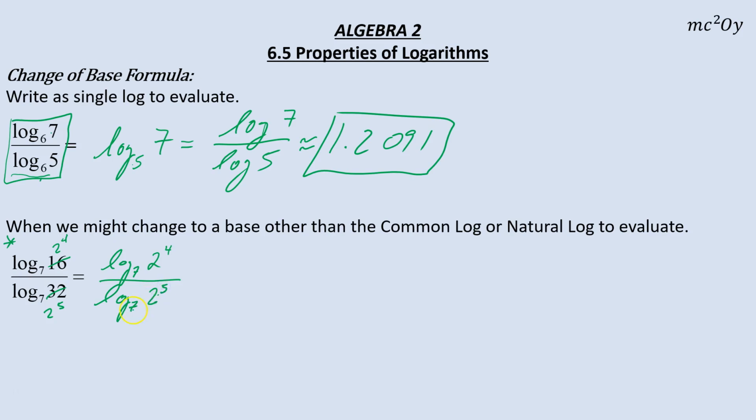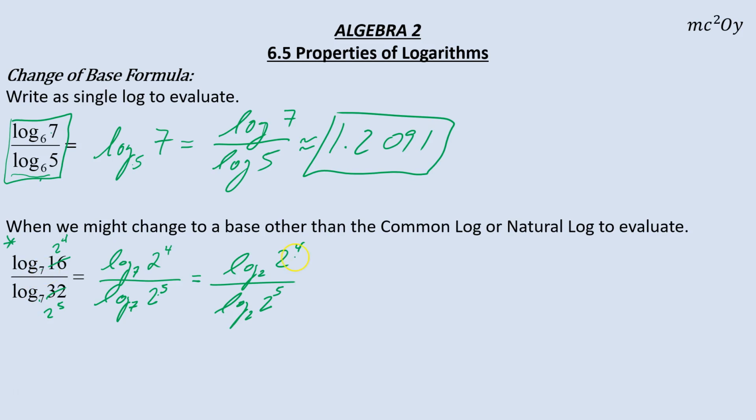Now, if I'm dealing with base 2, or excuse me, if I'm going 2 to the 4th and 2 to the 5th, it makes sense to change base 7 to base 2. So let's do that. Let's just write it as log base 2 of 2 to the 4th, and log base 2 of 2 to the 5th. Some may go, is that legal? Mathematically, yeah, it is legal. They're already the same bases. You can make those bases whatever you want.